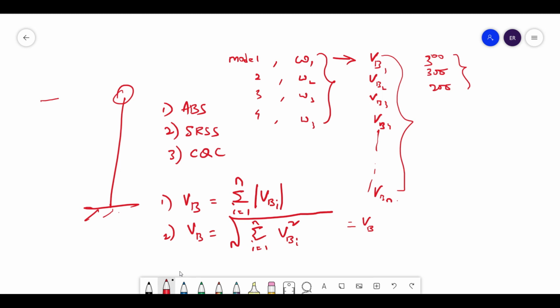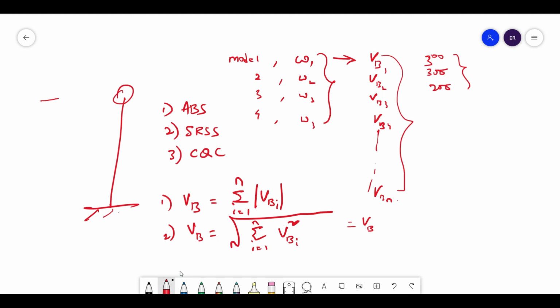Also, one disadvantage with this SRSS method is that when you are squaring, the sign gets nullified. So if in one mode you have a positive base shear and in the other mode you have a negative base shear, this will lead to the sum of all magnitude values. So this is also avoided in some cases.